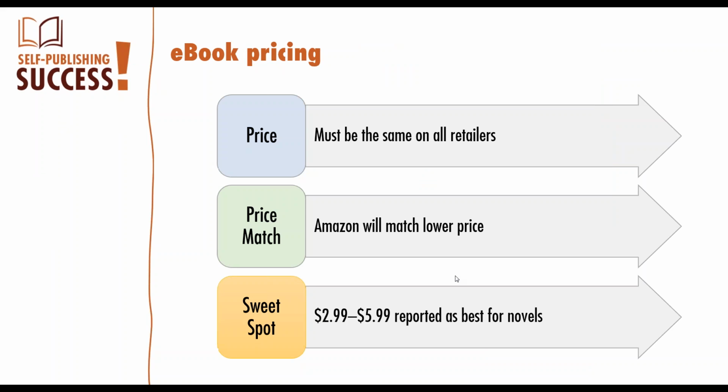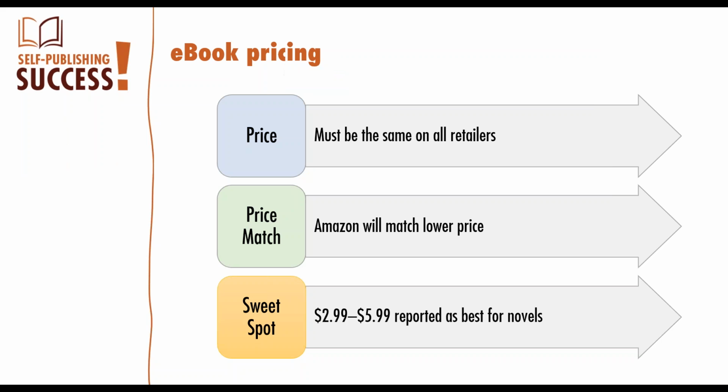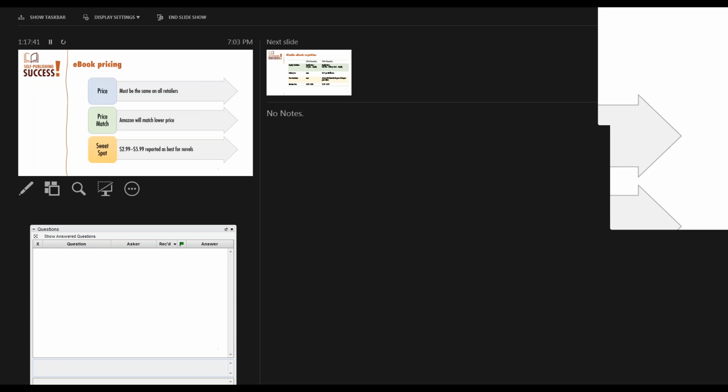Now, ebook pricing, there's some things you need to think about. When you're distributing your ebook to all those different places, you have to keep the price the same. You can't say Kindle is $9.99 and the Nook is $8.99. They both must be $9.99. If Amazon finds your ebook for sale somewhere else for cheaper, they're going to lower the price and match that price on the website. So it doesn't work to have it cheaper somewhere else and higher on Amazon. They will figure it out and they will lower your price.